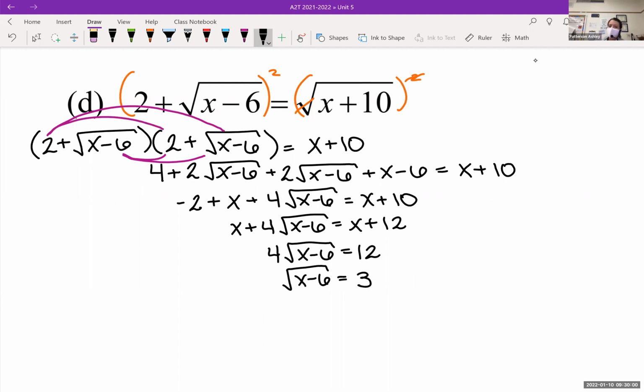Nice work, everyone. What do we do from here? Now this looks very similar to example A, just 1 square root. What should we do? Yeah, let's square both sides again. Since we have a square root, let's apply the inverse. So we get the square root of x minus 6 squared, leaving us with x minus 6 is equal to 9. What is x?